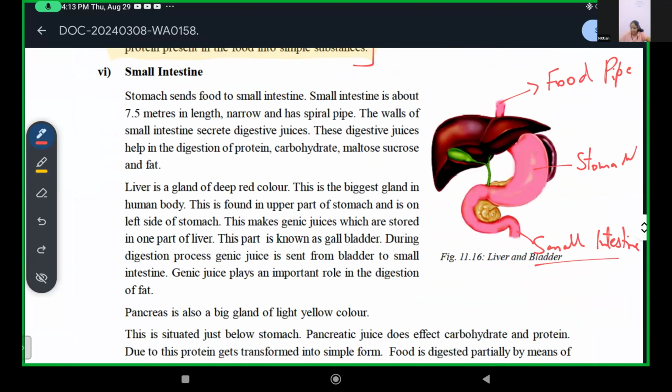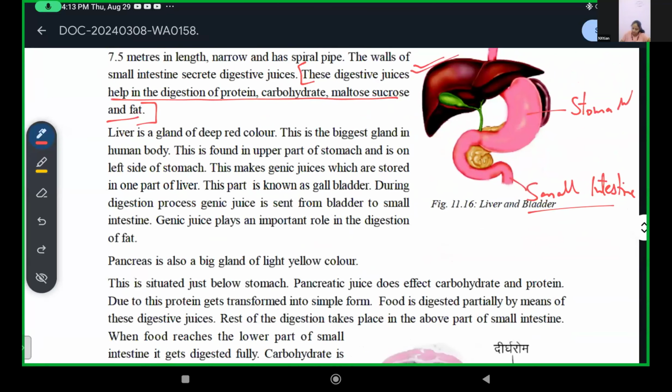The walls of the small intestine secrete digestive juices. They help in the digestion of protein, carbohydrate, maltose, sucrose, and fat. Okay, means glucose, carbohydrates, protein, and fat. Digestive juices from the small intestine help in the digestion of all these.